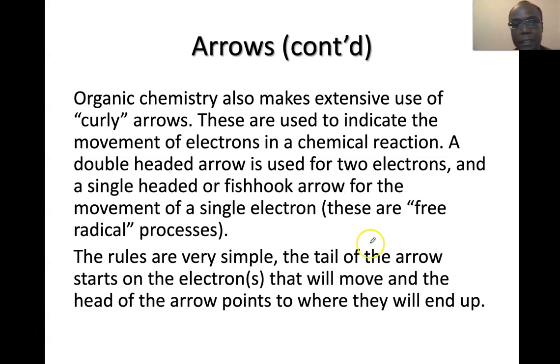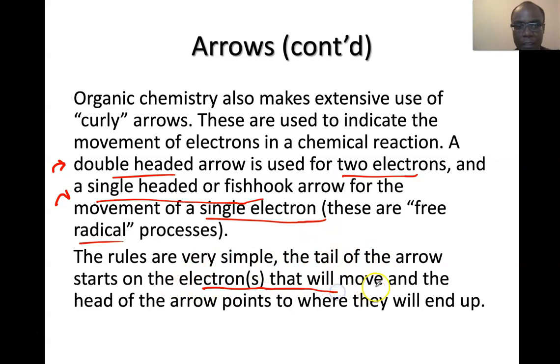A double-headed arrow moves 2 electrons. A single-headed arrow, what I call a fish hook, will move a single electron, and usually it forms radicals. The rules are simple. The tail of the arrow starts from electrons where they are, and the head of the arrow points to where those electrons will end up.